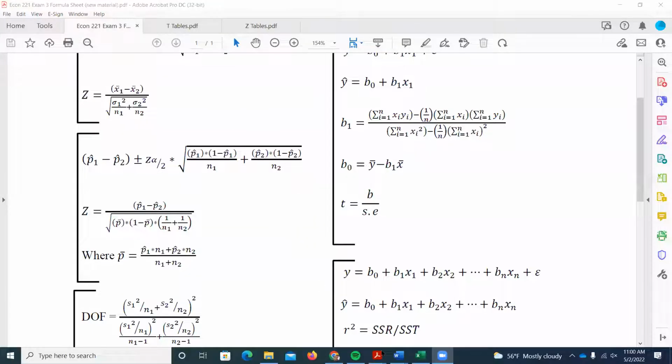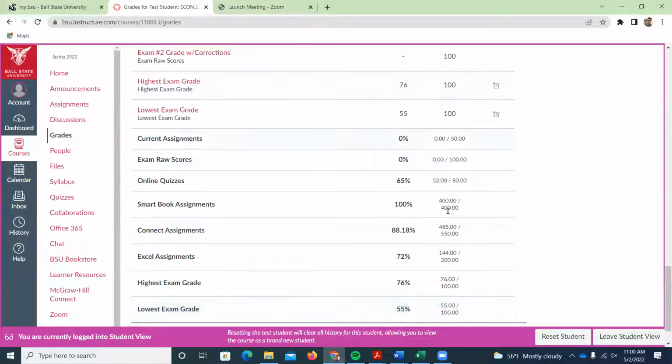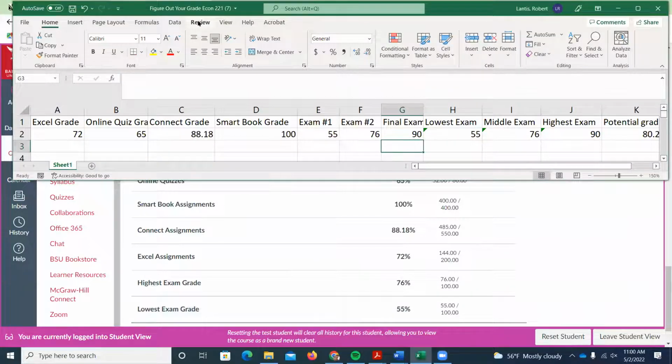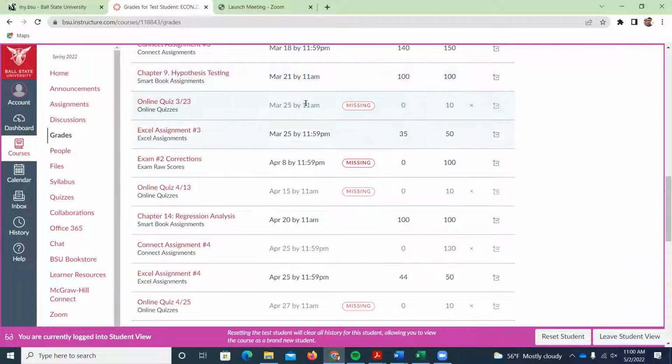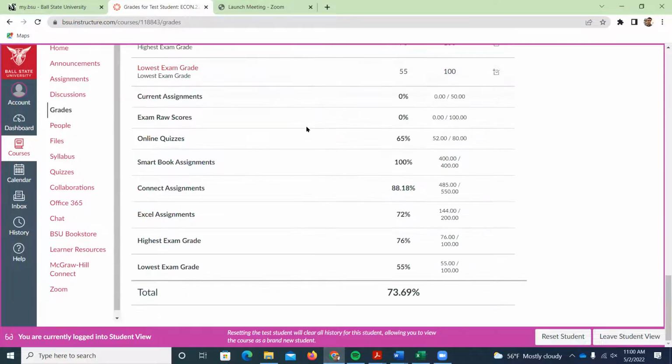All right, so I wanted to show you something to start out with. Under the Files tab, I put up this Figure Out Your Grade tool Excel file. I made this hypothetical person. If you go to the grade section on Canvas, you can see how you scored on every individual assignment. But if you go down to the bottom, you can see what your grade is for the online quizzes, SmartBook, Connect, and Excel categories, and then your current 2 exams.